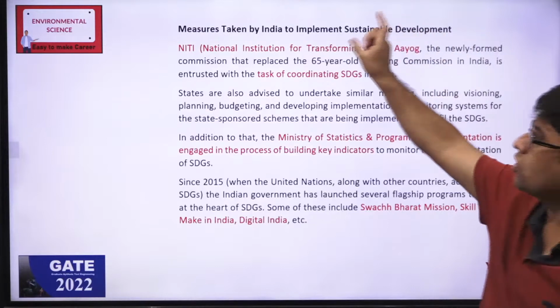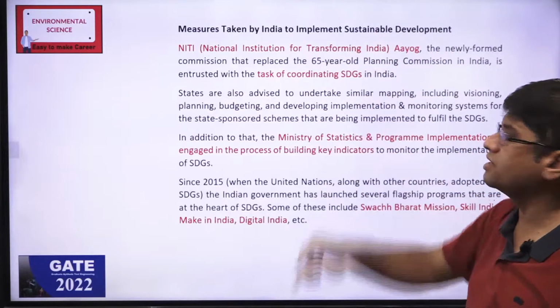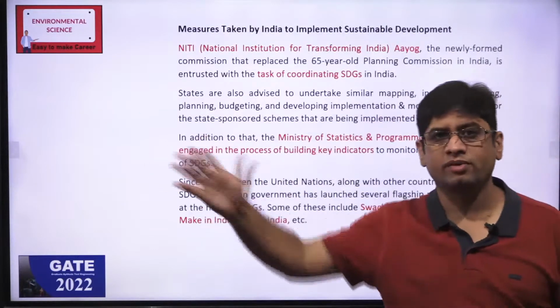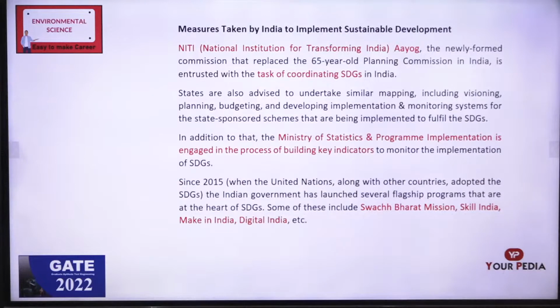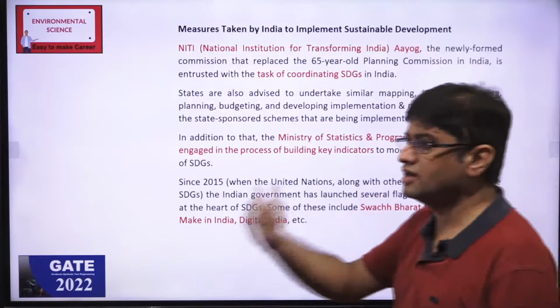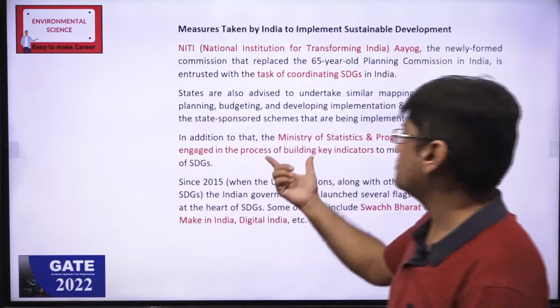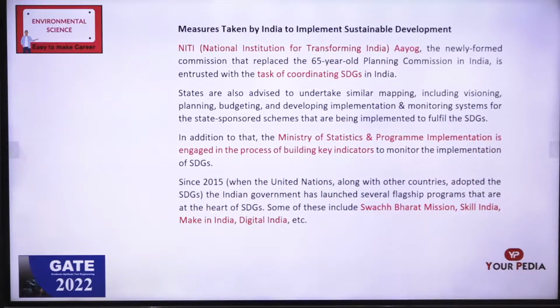What is the main role of NITI Aayog? It is coordinating sustainable development goals. The task of coordinating sustainable development goals was given to NITI Aayog. Ministry of Statistics and Program Implementation is engaged in the process of building key indicators. So the work of building key indicators was given to Ministry of Statistics and Program Implementation. That is how it was given.